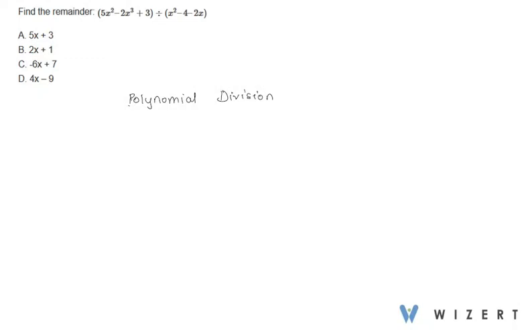Now let's write this 5x square minus 2x cube plus 3. Let's arrange this polynomial in the standard form. So we get minus 2x cube plus 5x square plus 3. Standard form is where the highest degree is written in first place.